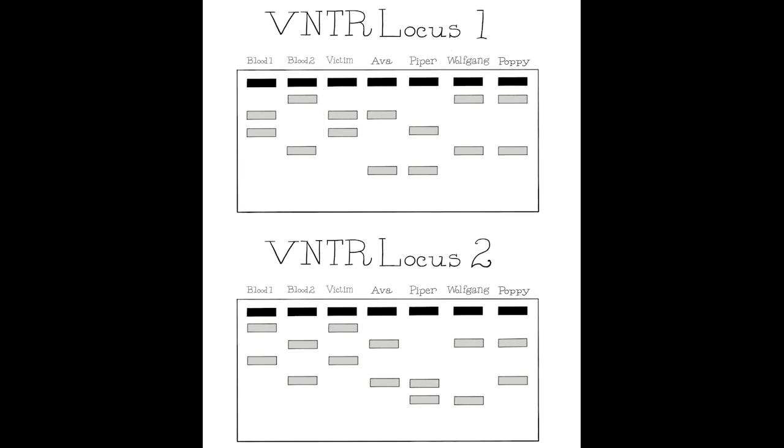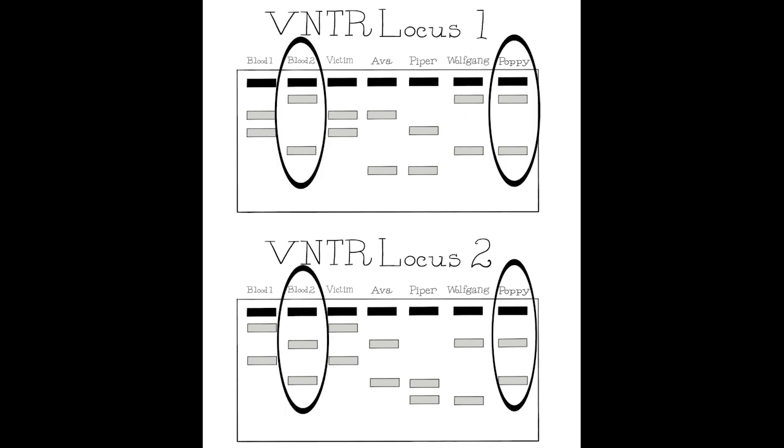To be the killer, their DNA would have to match any of the evidence completely at both loci. Poppy was the only suspect to do so, meaning she is 100% the killer.